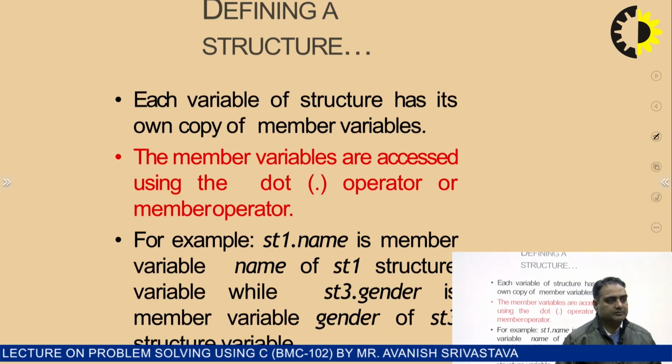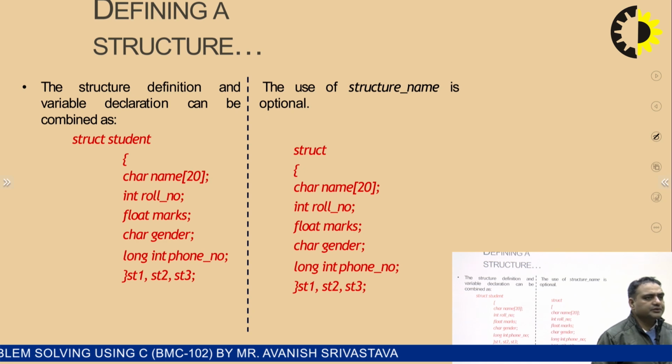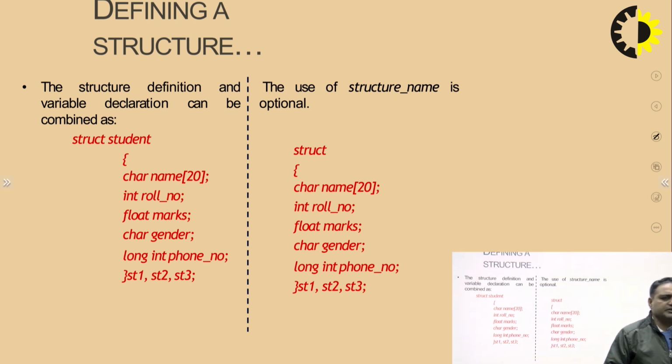Here we are using the structure definition, and the structure definition and variable declaration can be combined: struct student, char name, roll number, marks, char gender, long phone number. You can already declare the structure variables st1, st2, and st3 together with the definition of the structure.